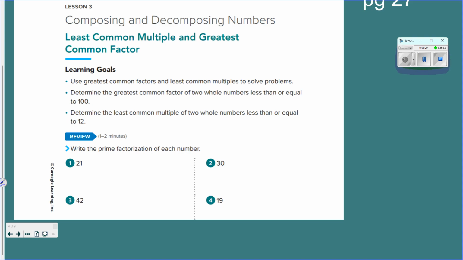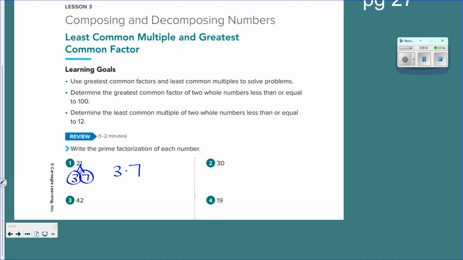21. Can 2 go into 21? No. 3? Yes. So 3 times what? 7. Both of those are prime numbers, so we are done. And our prime factorization is 3 times 7.